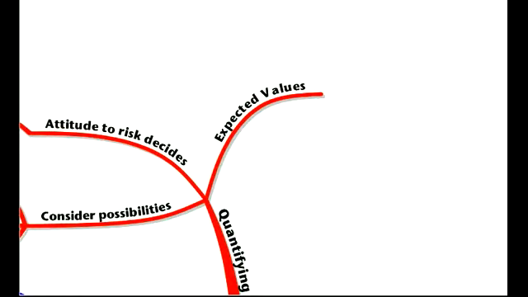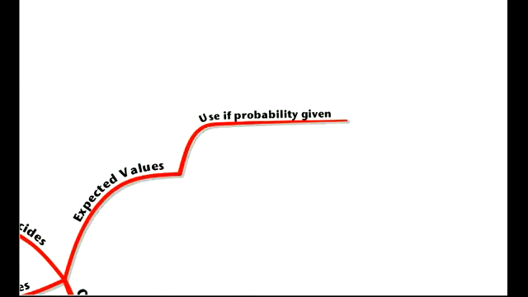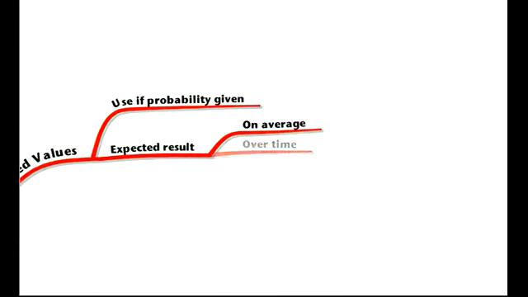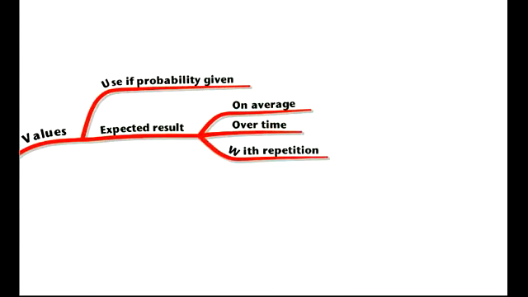Expected values then, we need to know these for the exam, and what we do is we use these if the probability is given to us. So the expected result is something that will occur on average over time with repetition. That's what expected values are telling us. They're saying that on average over time with repetition, this will occur. It's not telling you what will definitely occur next time. It's telling you what on average will happen if you repeat something over and over and over.